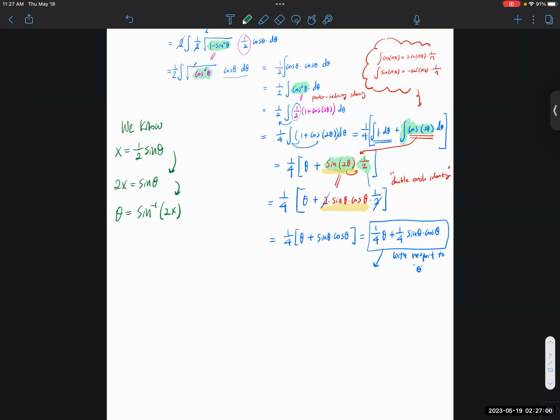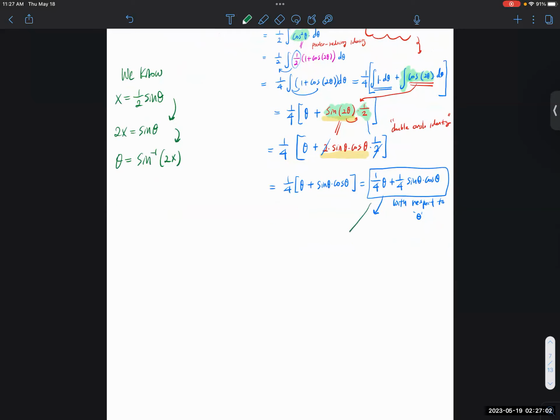So you can just plug in. So the final answer in terms of the x variable is 1 over 4 sine inverse 2x plus 1 over 4 sine theta, right? So we know that theta is sine inverse 2x, and then we already know sine theta is 2x in terms of x. But do I know cosine theta?